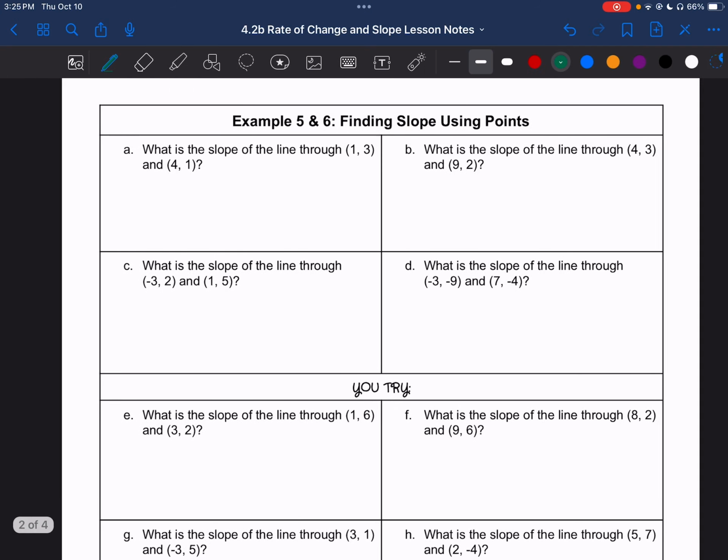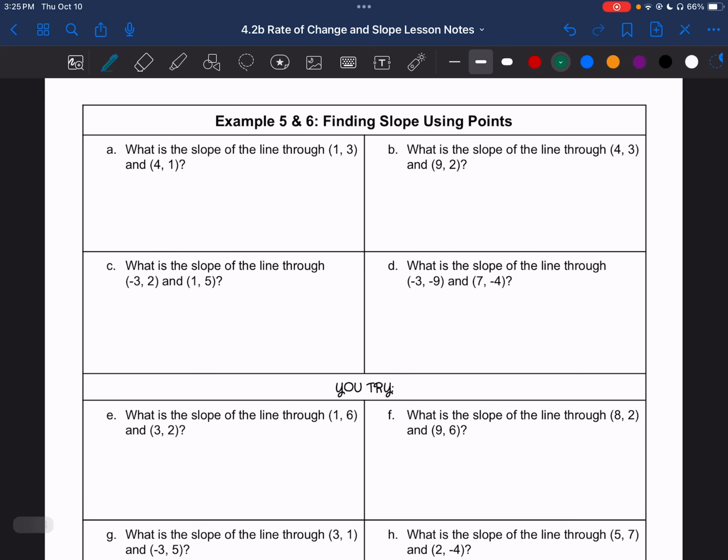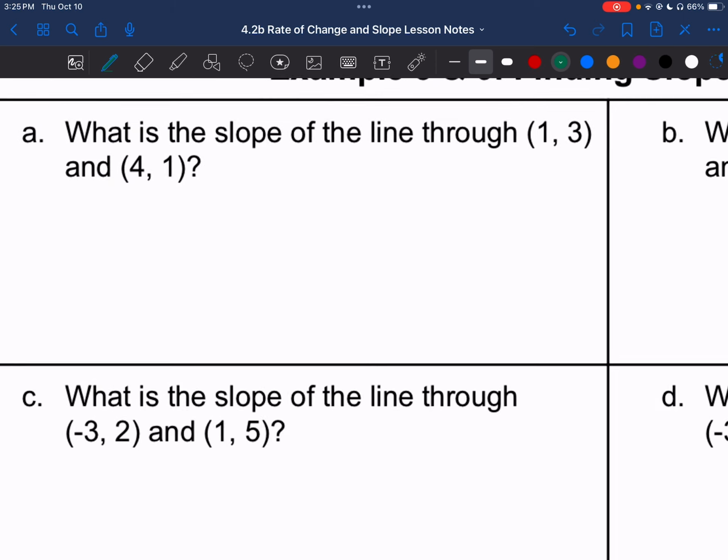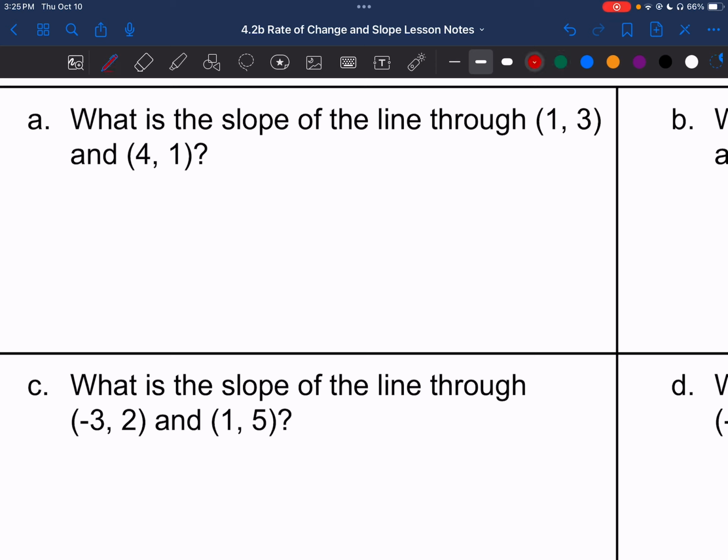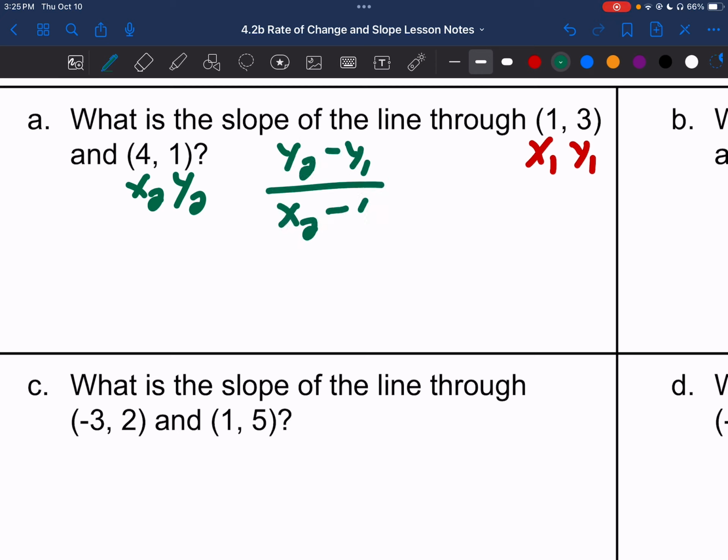All right, so now we're going to go to the next page, and we are going to calculate finding slope using 2 points. And this is where we're going to use that x2 minus x1 that I talked about before. So we have x1, y1, let me use green, x2, and y2. So our formula was y2 minus y1 over x2 minus x1. So let's substitute in our values.